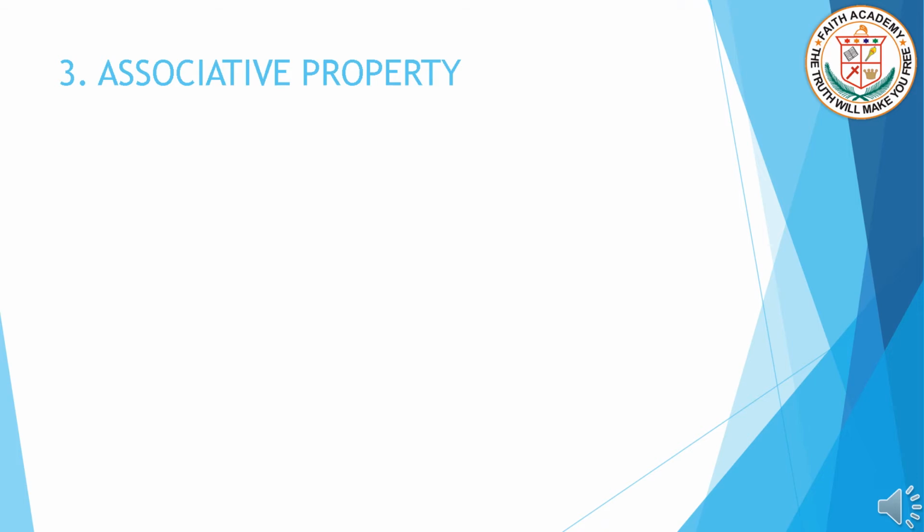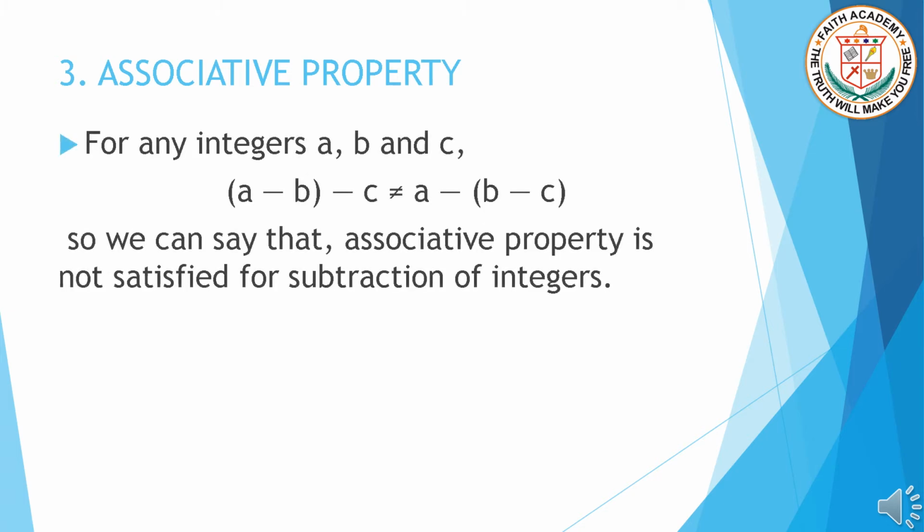The next property is the associative property. Associative property for subtraction of integers says that whenever we are subtracting three integers in any order, the difference will not be the same. So this proves that associative property is not satisfied for subtraction of integers.